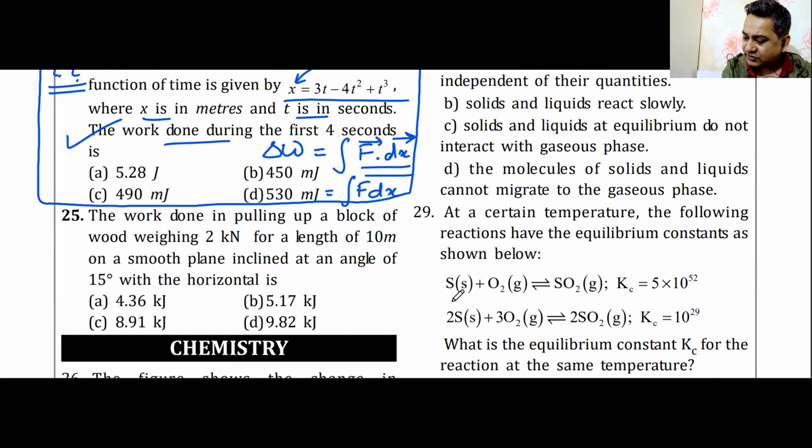That takes us to the last question. The work done in pulling up a block of wood weighing 2 kilonewtons for a length of 10 meters on a smooth inclined plane at an angle of 15 degrees. Again, this was a conceptual question. We will be doing questions of this nature.